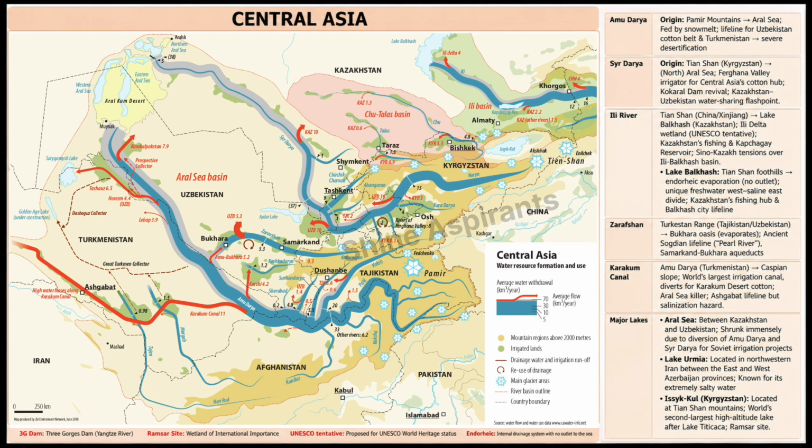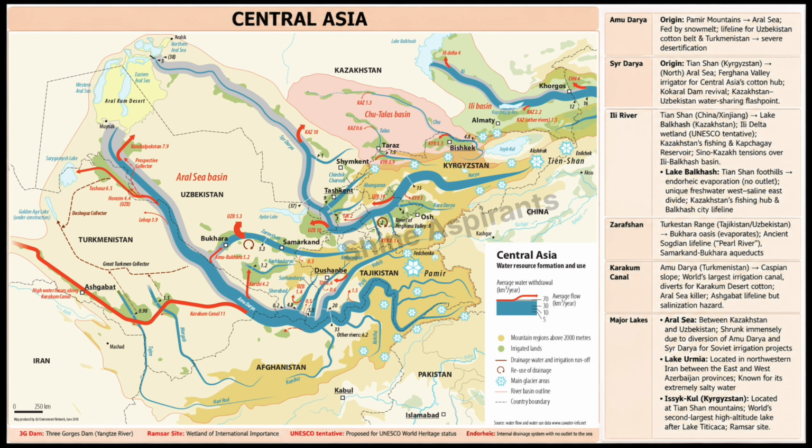Karakum Canal. Origin, Amu Darya, Turkmenistan, Caspian slope. Key facts. World's largest irrigation canal. Diverts water for Karakum desert cotton cultivation. Called the Aral Sea Killer, major contributor to Aral Sea shrinkage. Ashgabat lifeline but causes salinization hazard.